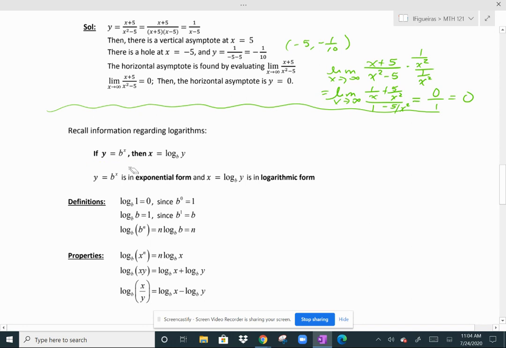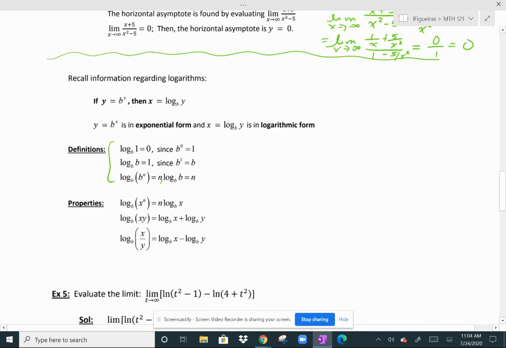There are lots of rules and definitions regarding logarithms. Remember that log base b of 1, no matter what the base is, is always equal to 0. Log base b of b is equal to 1. Log base b of b to the n is equal to n. Then there are properties, called logarithmic properties or laws. Log base b of x to the n is the same as n times log base b of x. In other words, this n goes in front. Log base b of x times y: when you're multiplying two expressions, that's the same as taking the sum of the logarithms.